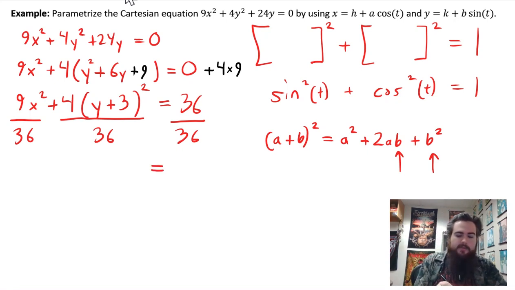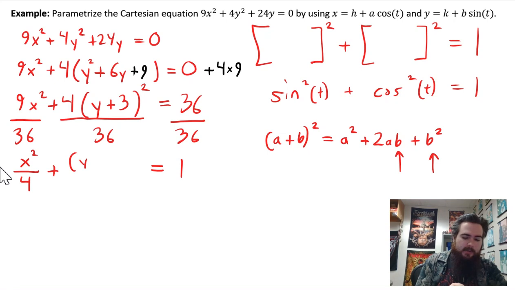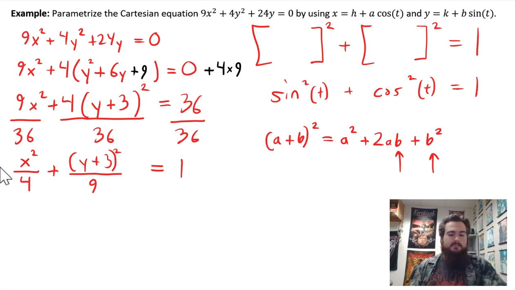If I do that, 36 divided by 36 is 1. And on the left side, 9 over 36 will give me x squared now over 4. 4 over 36 will now give me y plus 3 to the second power now over 9. And now I'm all set. I now have two terms that I can say are to the second power equaling 1.